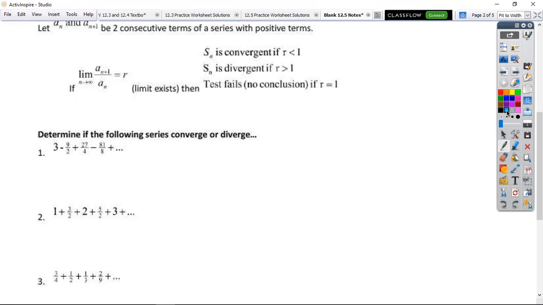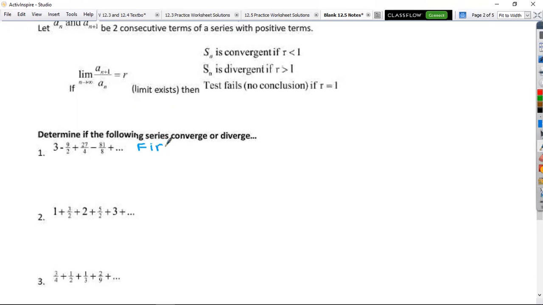It says determine if the series converge or diverge. So that means we need to find the R value here if it's geometric. So grab your calculators. And what you want to do is a sub 2 divided by a sub 1. So this is going to be negative 9 over 2 and divided by 3. And that value is equal to, what do you guys get? Negative 1.5? So negative 3 over 2 is equal to your R.